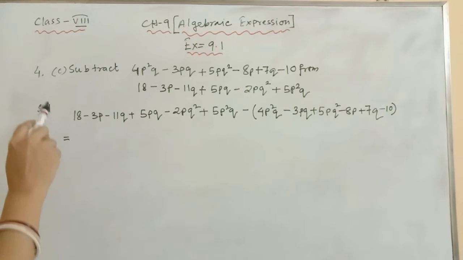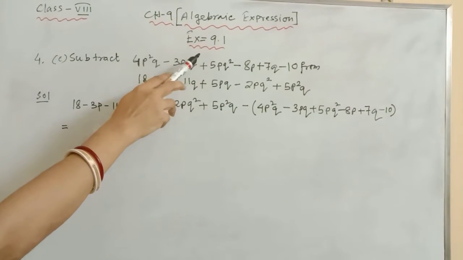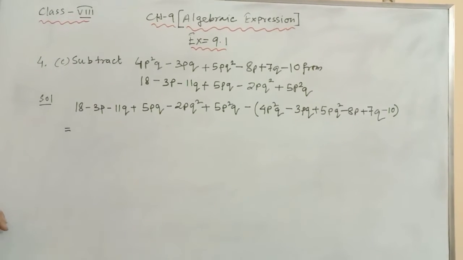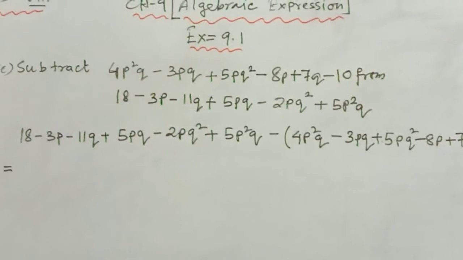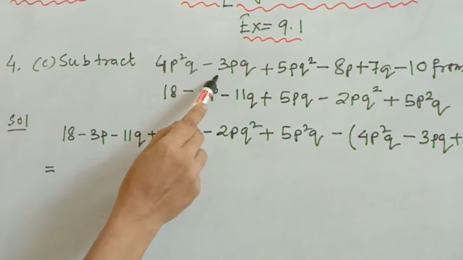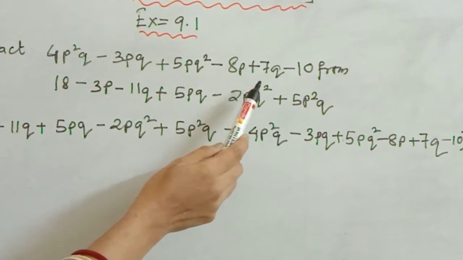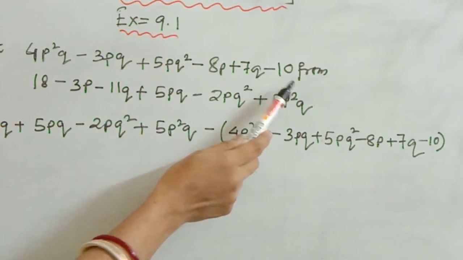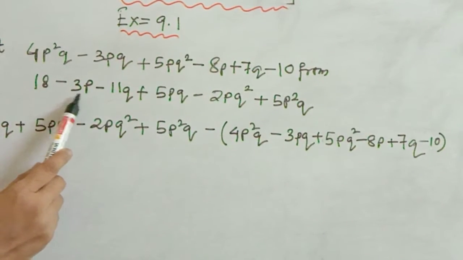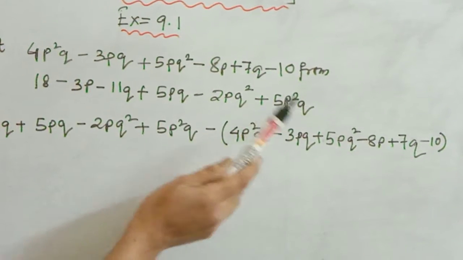Today we will do question number 4(c) from exercise 9.1, chapter 9, algebraic expressions. The last sum of this exercise: subtract 4p square q minus 3pq plus 5pq square minus 8p plus 7q minus 10 from 18 minus 3p minus 11q plus 5pq minus 2pq square plus 5p square q.